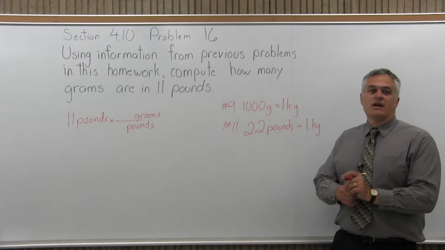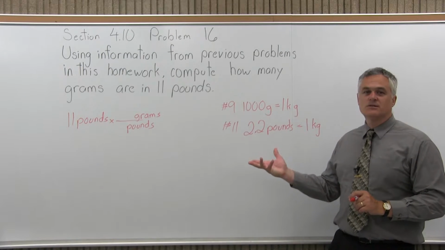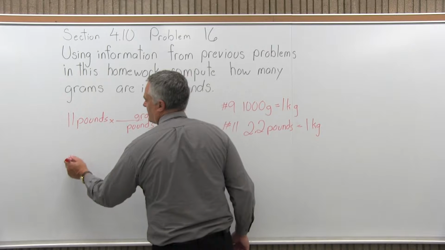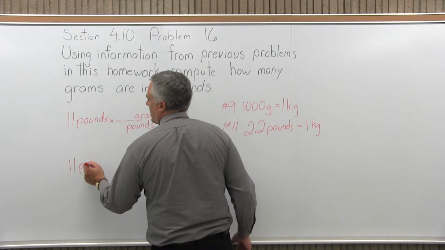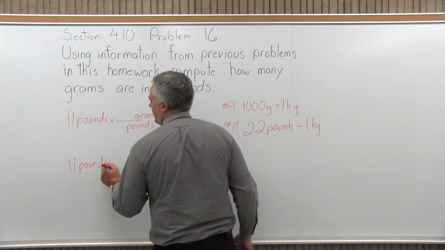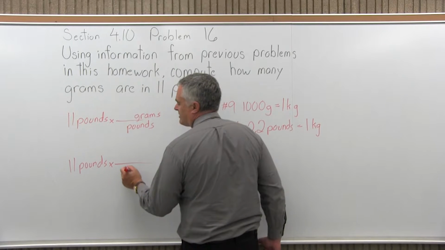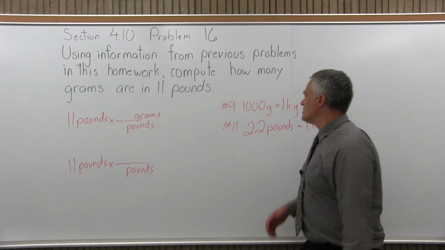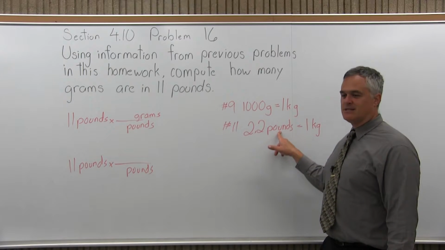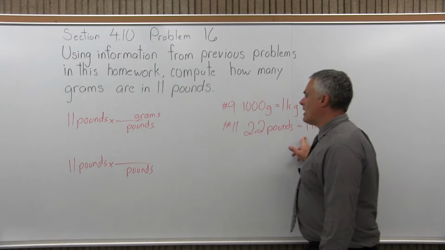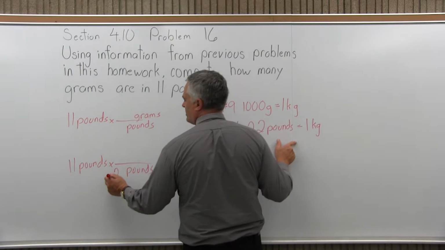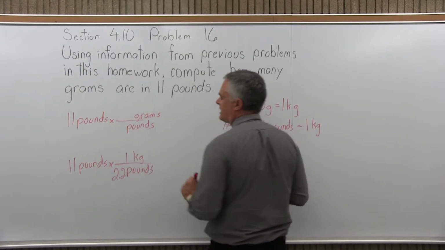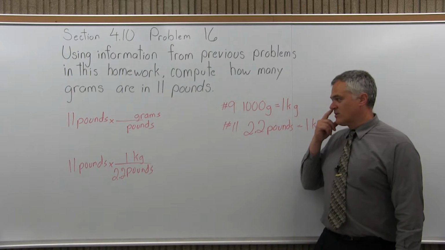So what that means is we're going to have to multiply times 2 fractions, which is okay. You can multiply times as many as you want. So we're starting with 11 pounds. And we want to multiply times something that will have pounds in the denominator so we can make pounds cancel. So what do we have with pounds? We have this. 2.2 pounds is equal to 1 kilogram. So 2.2 pounds, 1 kilogram, which again I'll abbreviate kg as the standard abbreviation for kilogram.